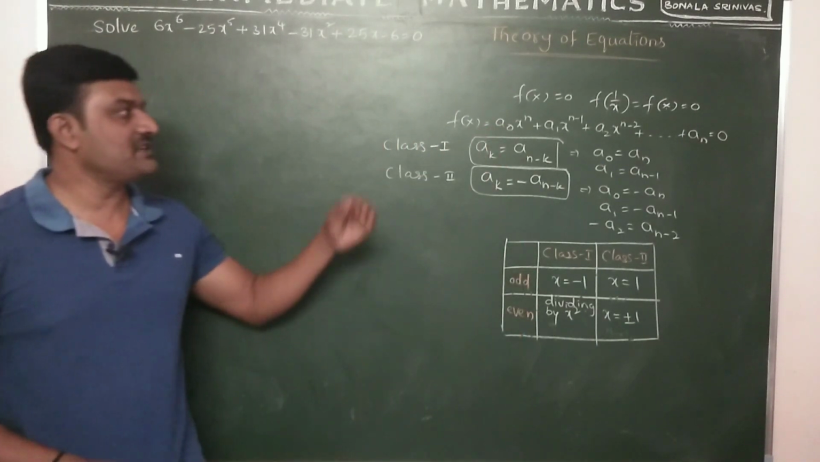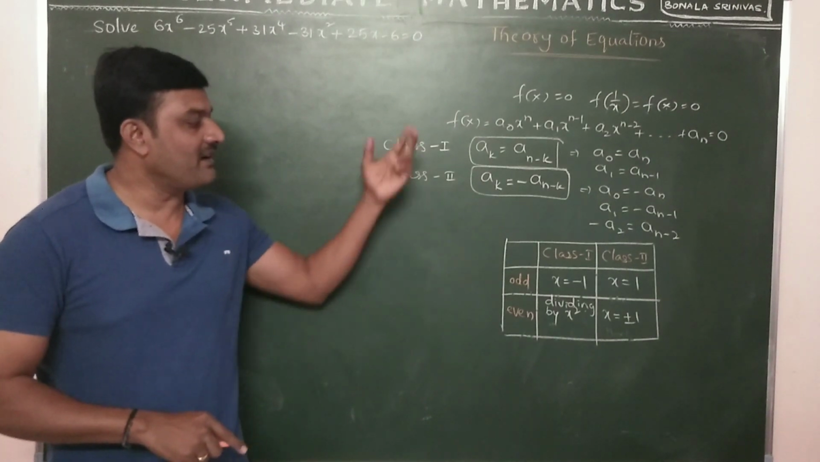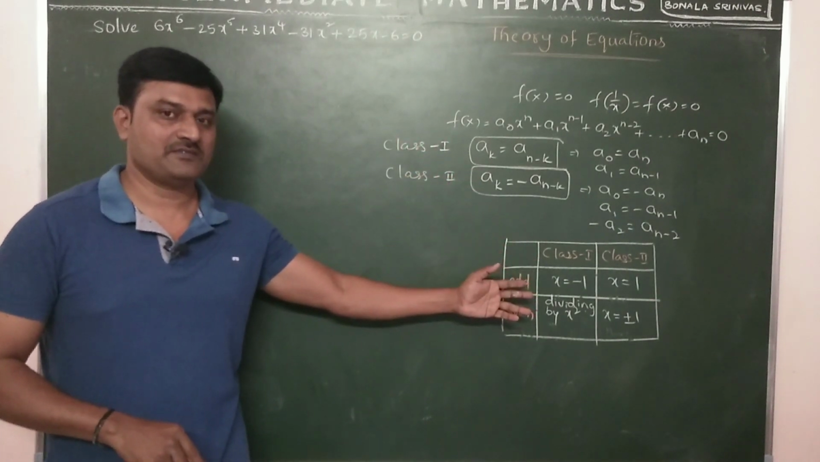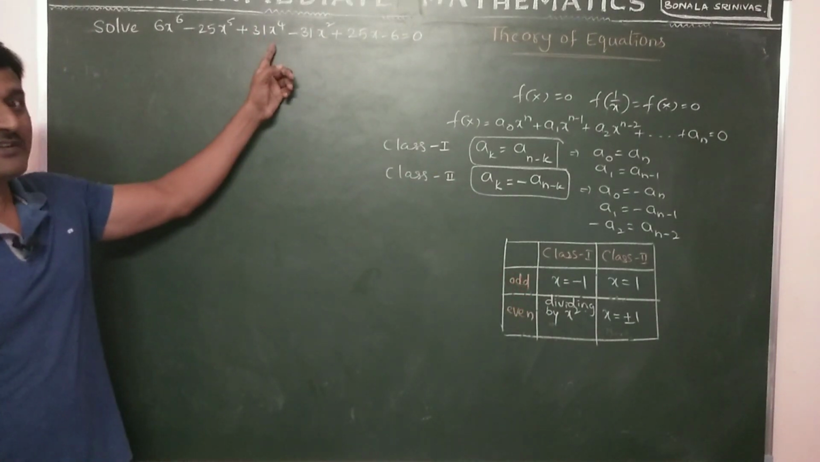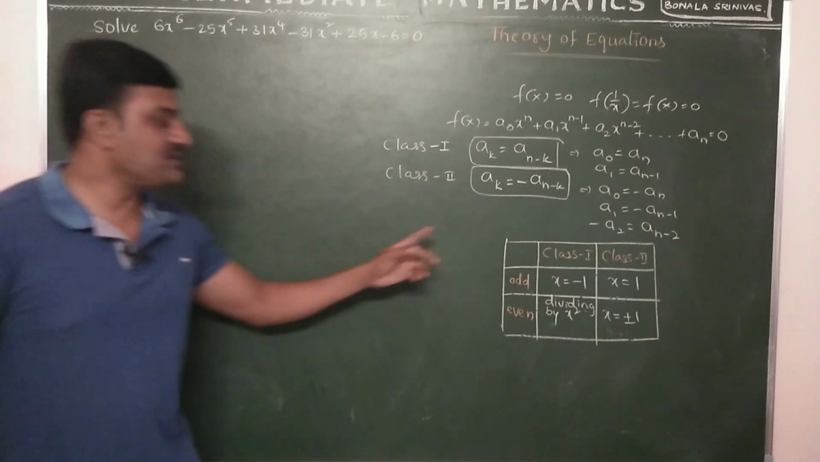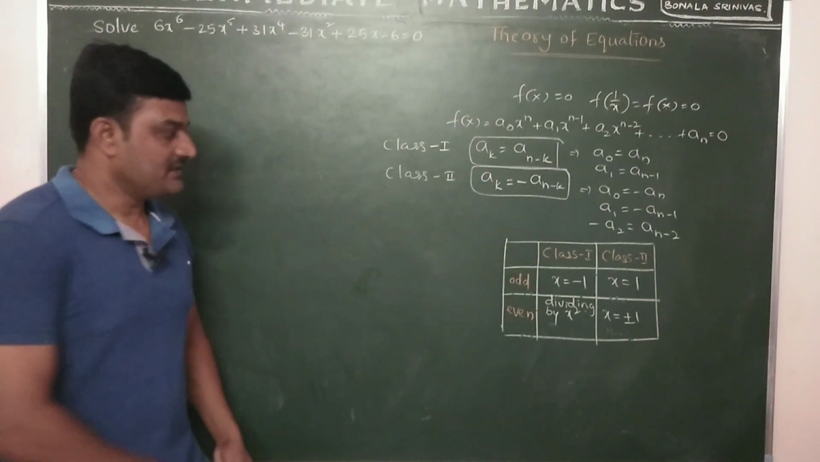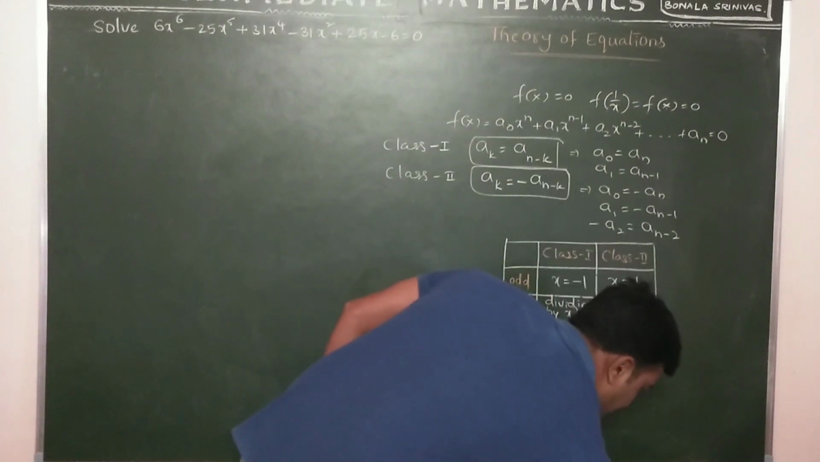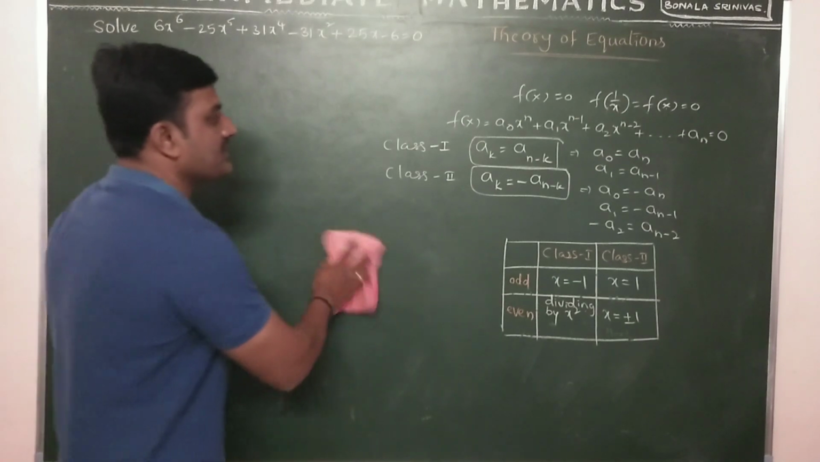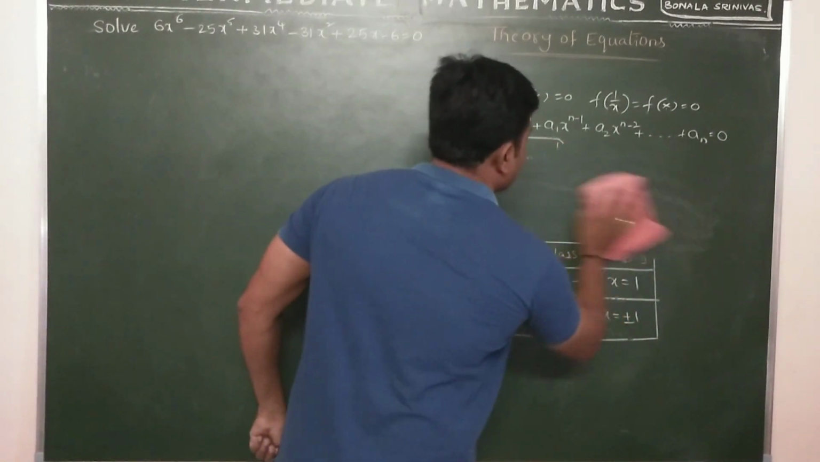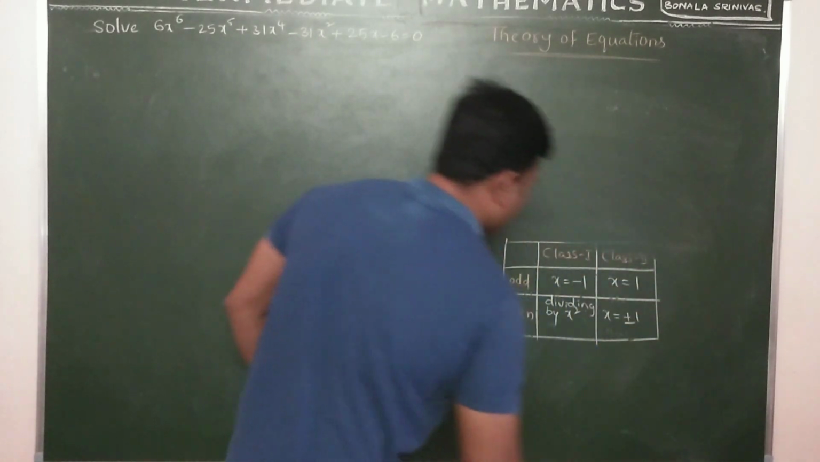This is the information about the reciprocal equation: class 1, class 2, even, odd and solutions. For every solution of a reciprocal equation, just observe the classes and degrees. Now this is the information about reciprocal equations. Definitely observe this table. Okay. Let us go to the solution of the given equation.